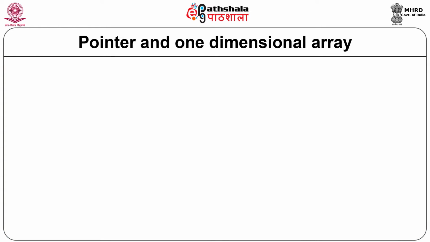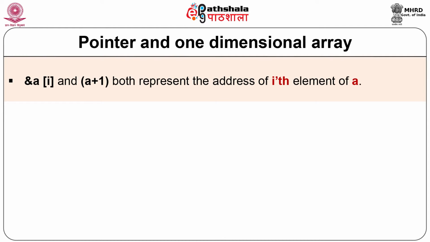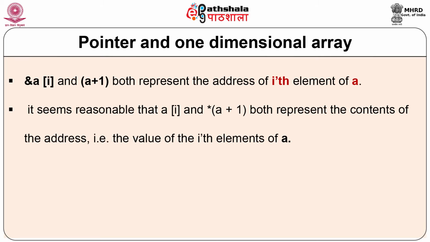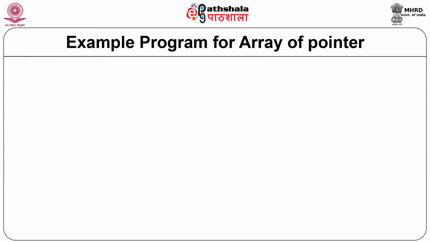In general, &A[i] and A plus i both represent the address of ith element of A array. It seems reasonable that A[i] and *(A + i) both represent the contents of the address, that is value of ith element of array A. Let us see example of array of pointer.